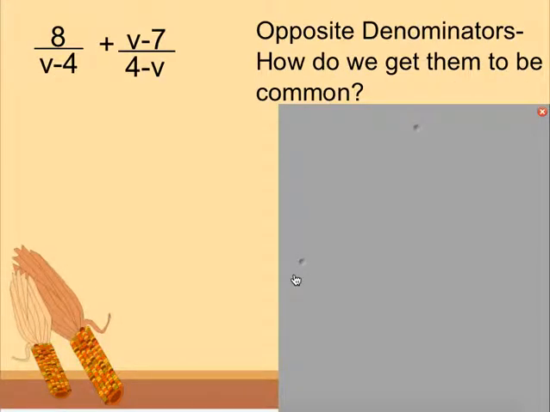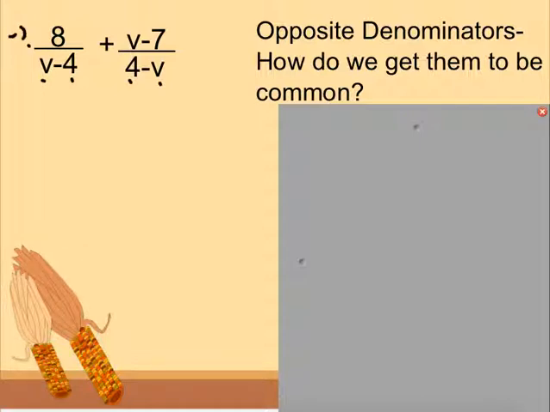All right, now if we have opposite denominators, how do we get them to be common denominators? Okay, well, there's a couple different ways to go about this. If we think that they are truly opposite, okay, here we have a positive v and a negative 4, here we have a positive 4 and negative v, then I could go ahead and multiply.